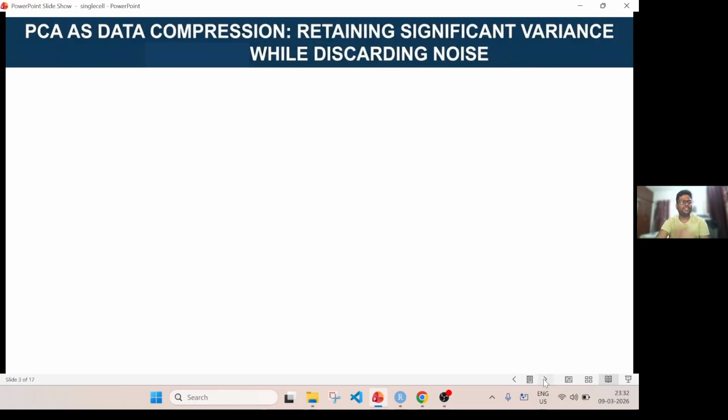So what is PCA? PCA is the principal component analysis. It is a data compression method. In your data, you have the signal and you have the noise, so you are removing the noise and taking the signal. That's what PCA does.